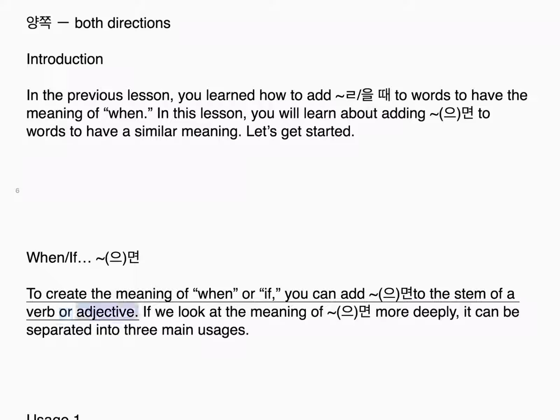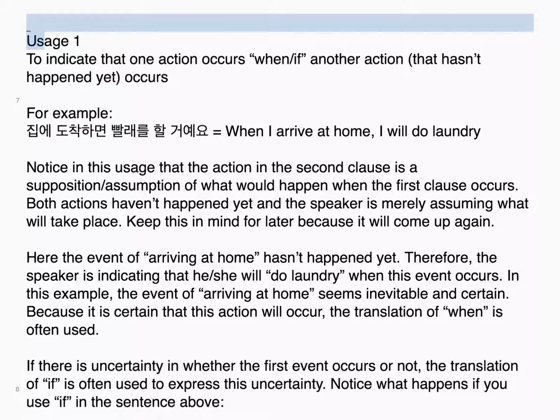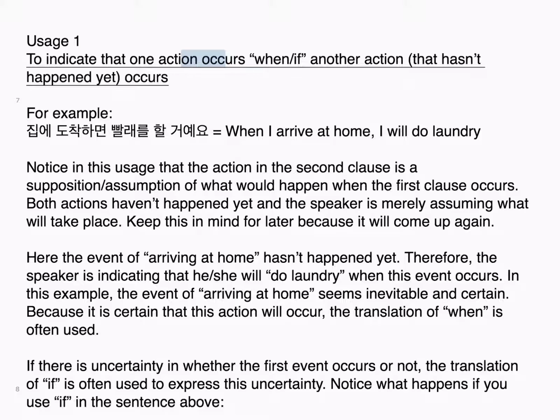To create the meaning of when or if, you can add 으면 to the stem of a verb or adjective. If we look at the meaning of 으면 more deeply, it can be separated into three main usages. Usage 1: to indicate that one action occurs when or if another action, that hasn't happened yet, occurs. For example, 집에 도착하면 빨래를 할 거예요. When I arrive at home, I will do laundry.